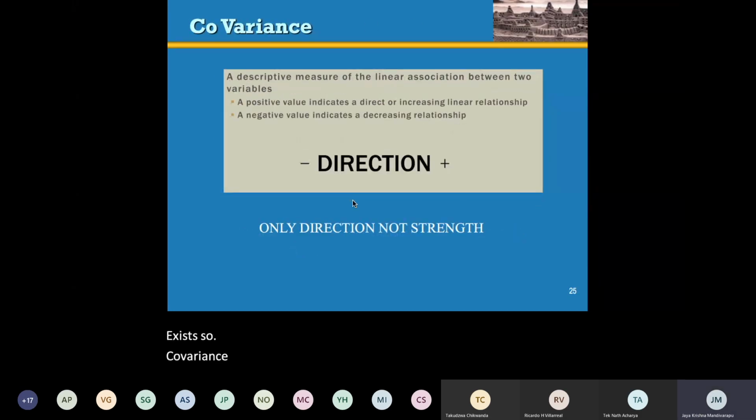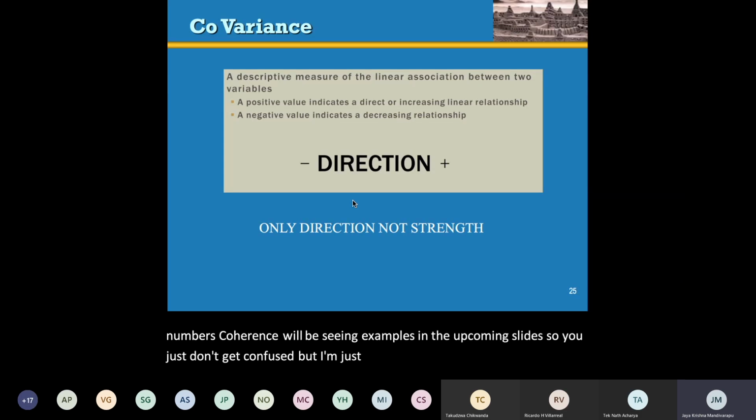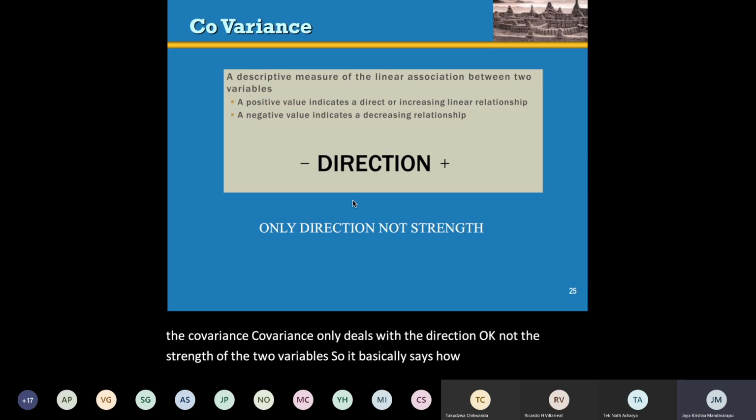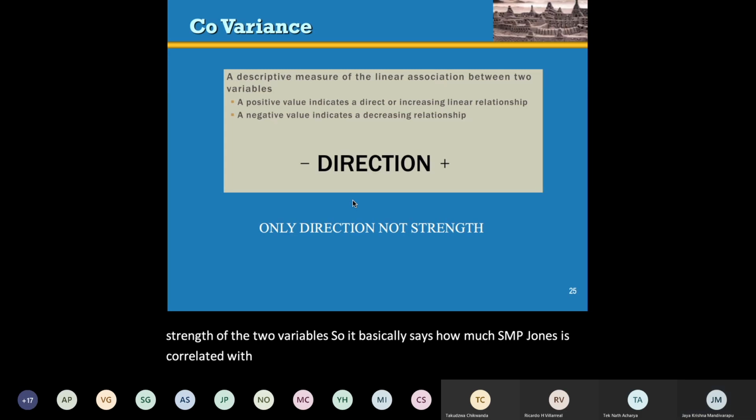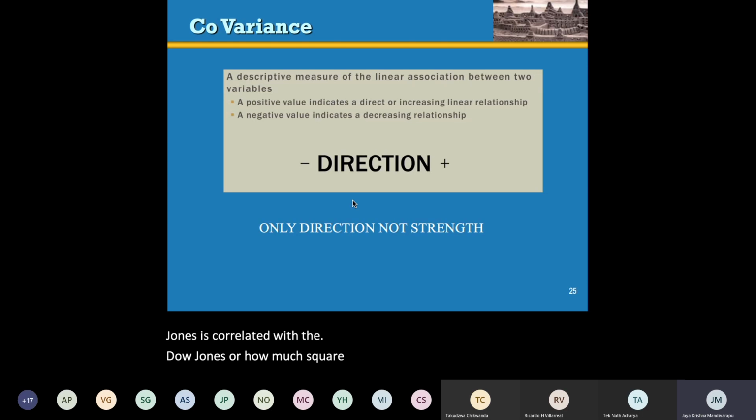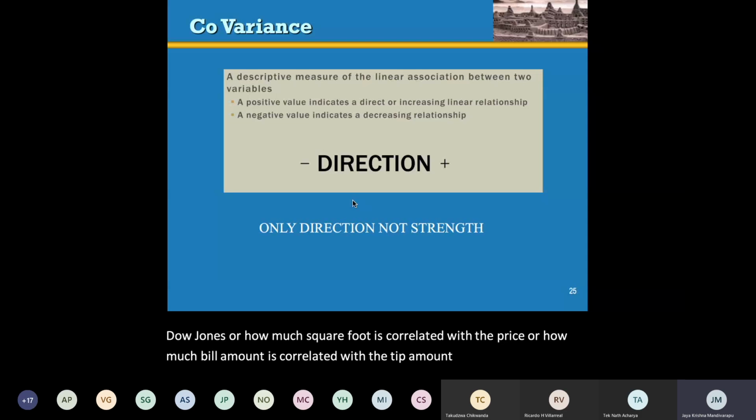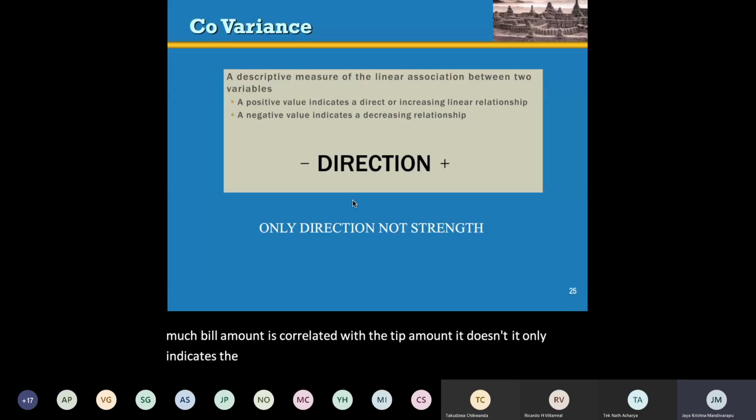So covariance only measures the direction. Okay, covariance doesn't measure any numbers. We'll be seeing examples in the upcoming slides, so you don't get confused, but I'm just explaining some of the properties of the covariance. Covariance only deals with the direction, okay, not the strength of the two variables. So it basically says how much S&P is correlated with the Dow Jones, or how much square foot is correlated with the price, or how much bill amount is correlated with the tip amount. It only indicates the direction, it doesn't indicate the strength.